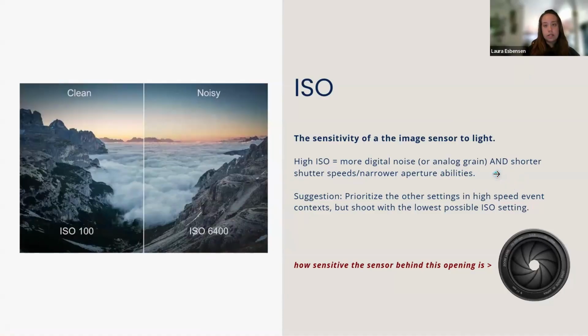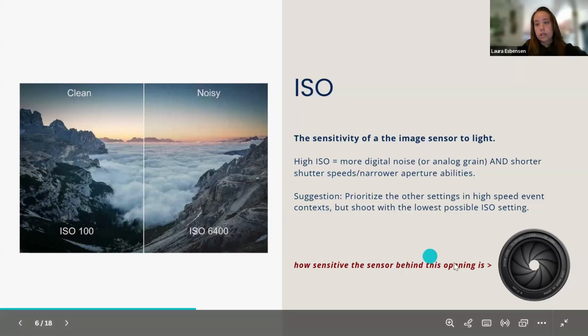But because the sensor is more sensitive, you can get shorter shutter speeds and smaller apertures, which is good in some contexts where you want that. You can push the ISO up. So the suggestion here is prioritize shutter speed and aperture, but when possible, keep your ISO as low as possible. It can go all the way down to 100, as you can see on the other side here.